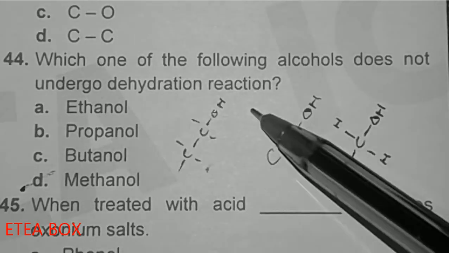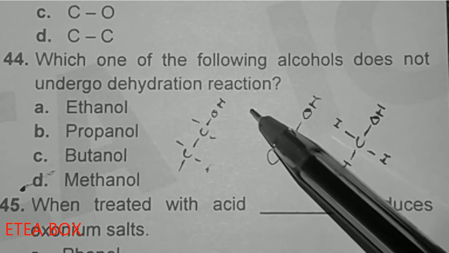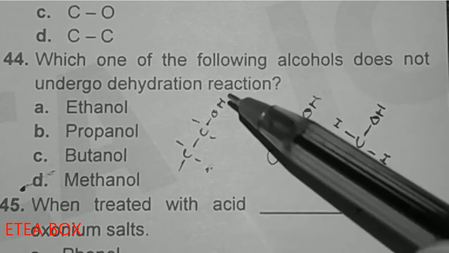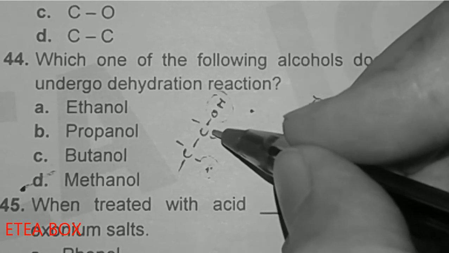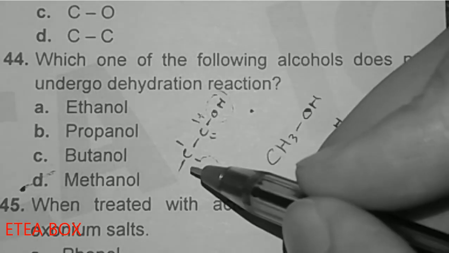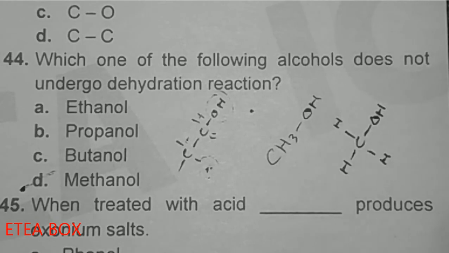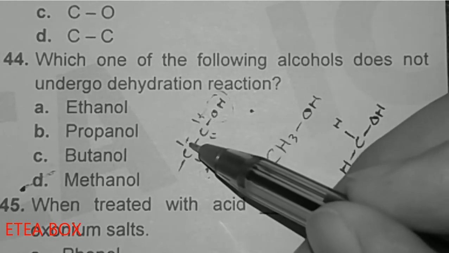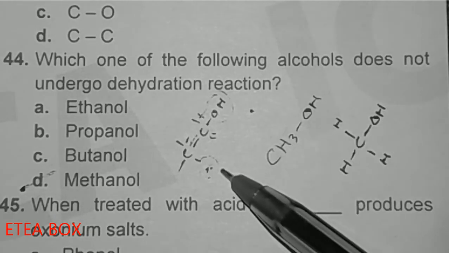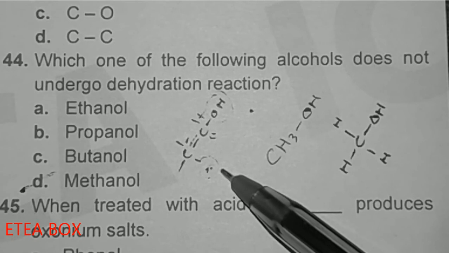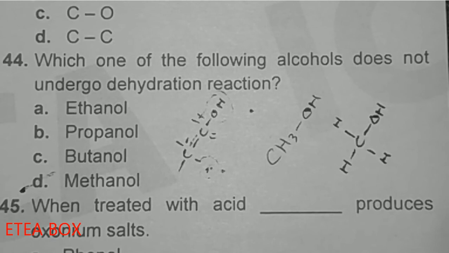Look at this example, this one is ethanol. This one undergoes the dehydration reaction. When we remove the hydroxyl group from this carbon and hydrogen from this carbon, what will happen? This carbon will get a positive charge and this one will get a negative charge, so they will make a pi bond. So we can say that ethanol can undergo the dehydration reaction, while methanol does not.